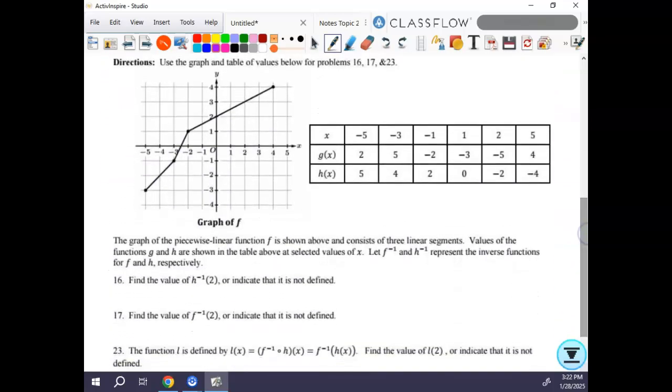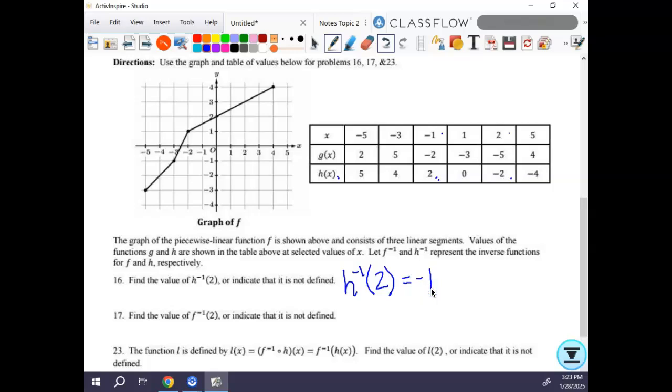Okay. So now we have this graph for some inverses. We have a piecewise linear function, 3 linear segments, values of G and H are given in this table. F inverse, H inverse represent the inverse. Okay, so H inverse of 2. So if I wanted H of 2, I would go to 2, and this would be H of 2. But I want H inverse, so I go backwards. I find H of 2, and I go backwards, and that's -1. So H inverse of 2 equals -1.